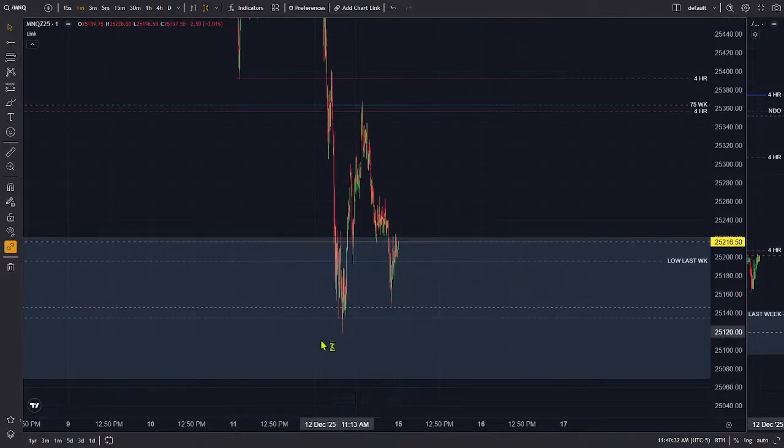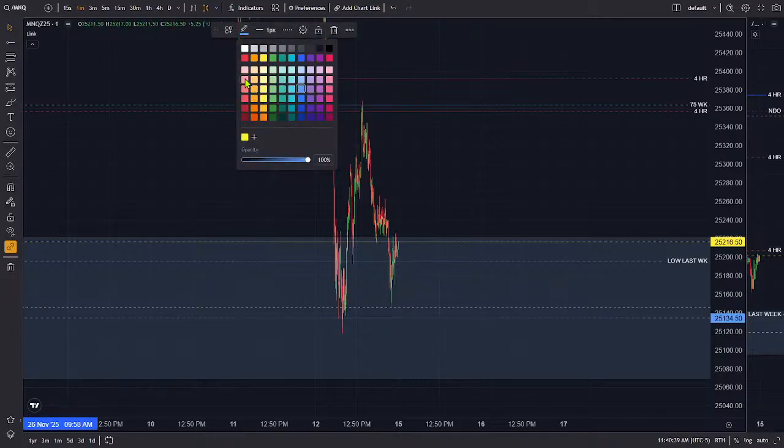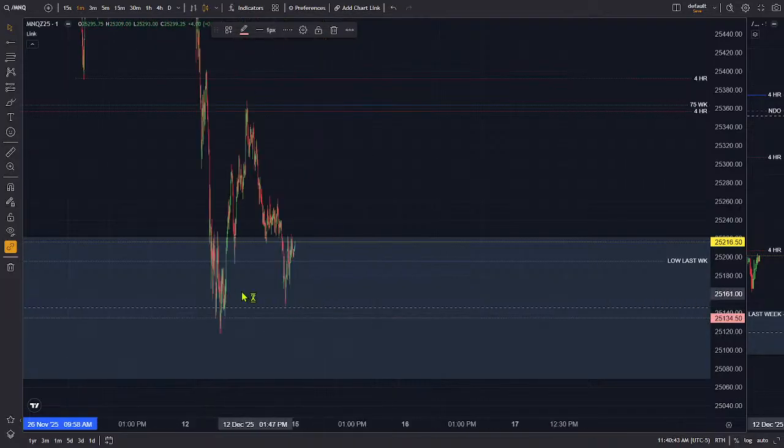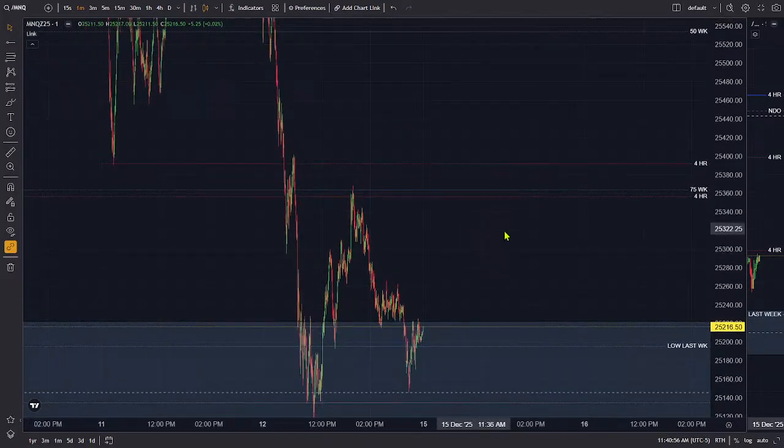Why didn't we fill the gap? We took out that low that I just marked. I'll make it a little bit different color so we can differentiate. We took out that low that I just marked, and then we started trading higher. Went back to 75% of the week. Came back down and touched the center of that RTH gap, pretty much to the tick to end the day.